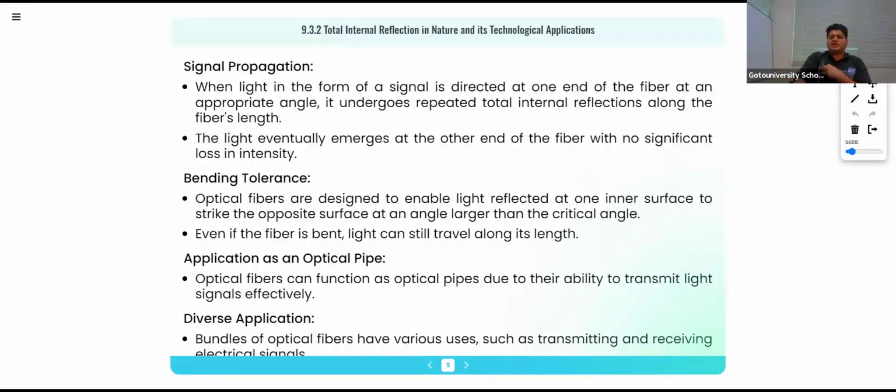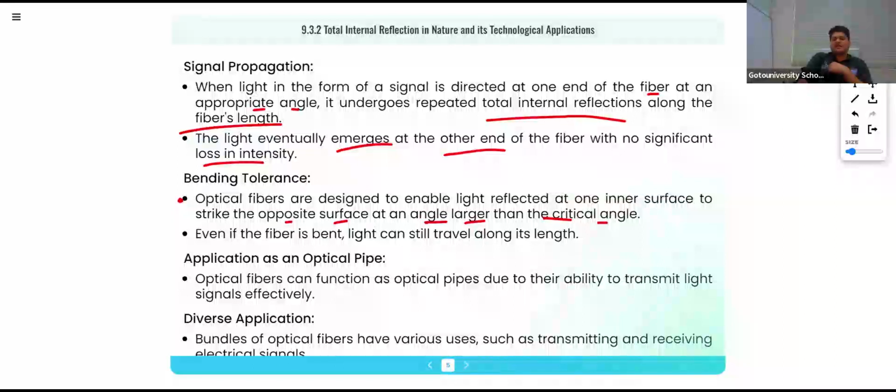When the light in the form of a signal is directed at one end of the fiber at an appropriate angle, it undergoes repeated total internal reflection along the fiber's length. The light eventually emerges at the other end of the fiber with no significant loss in intensity. Optical fibers are designed to enable light reflected at one inner surface to strike the opposite surface at an angle larger than the critical angle. Even if the fiber is bent, light can still travel along its length.